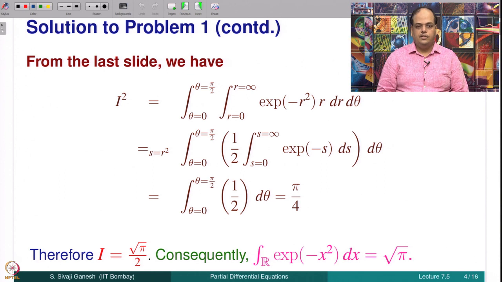This is a very simple trick that we use in calculus. To compute an integral of one variable, we go through computation of an integral in two variables. Luckily, because of the form of the integrand, we can convert that into polar coordinates and we could easily compute.